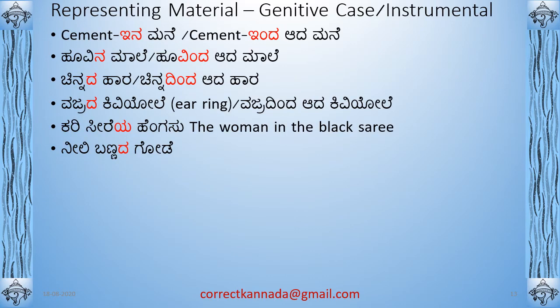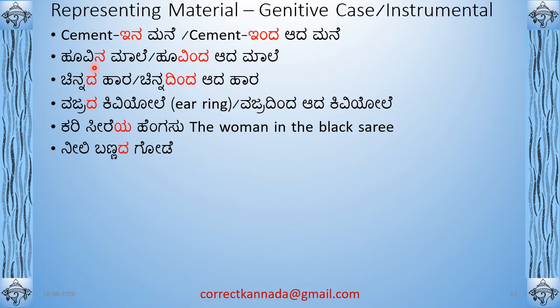Next, representing material is genitive case or instrumental case, meaning the material of something. What is something made of, right? "Cementina mane," a house made of cement. This is genitive case because cementina, it's treated as cementu ending. So "cementina mane." You can also say "cementinda ada mane." Ada means became, a house that was made of cement. So cementinda becomes instrumental case. So you can use either genitive case or instrumental case.